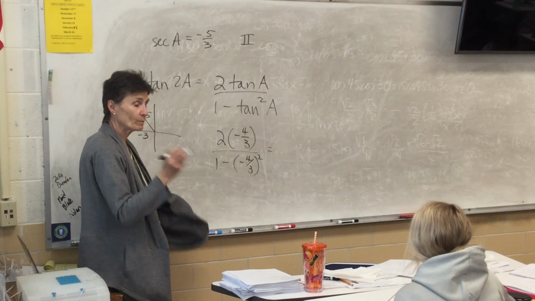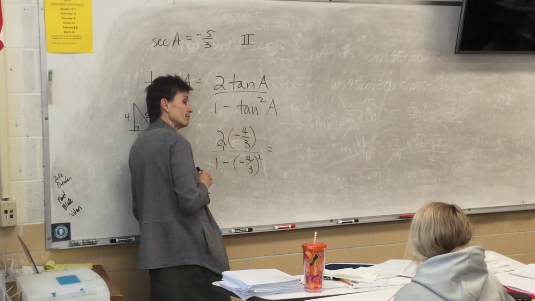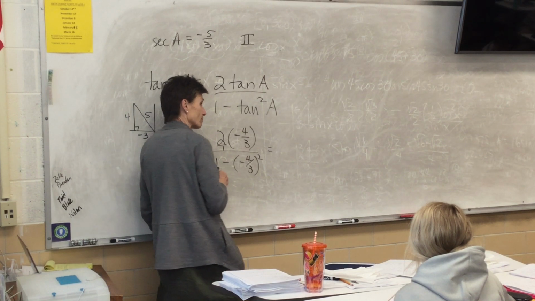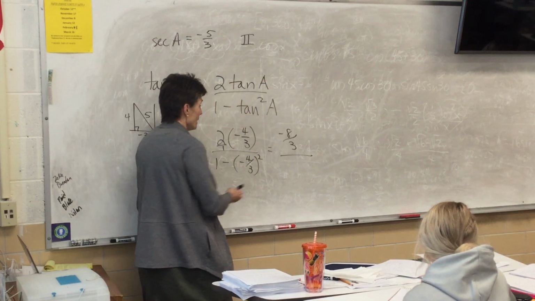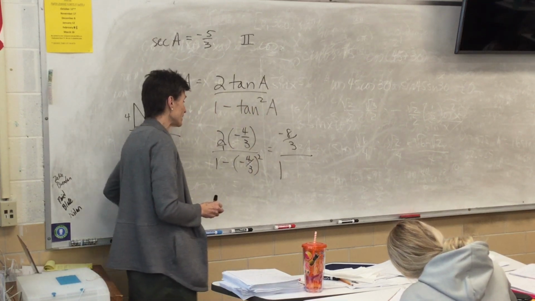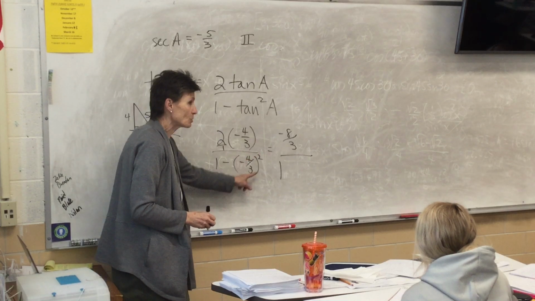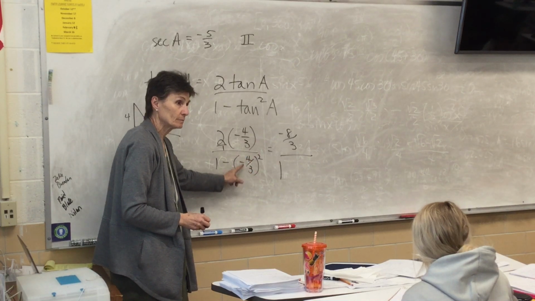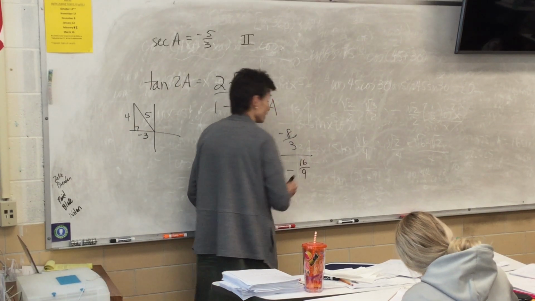Now be careful of your arithmetic. What's 2 over 1 times -4/3? -8/3. And then be really careful down here. See these two negatives? They do not cancel because this one gets squared out. So it's 1 minus 16/9.